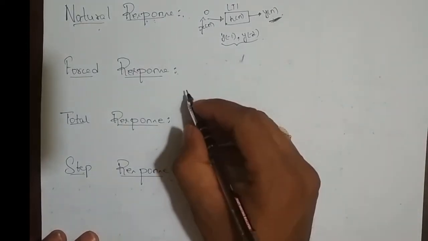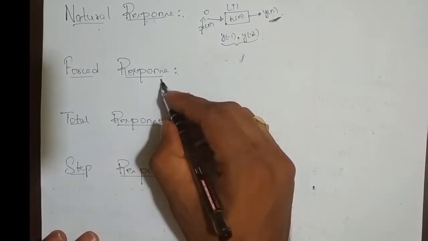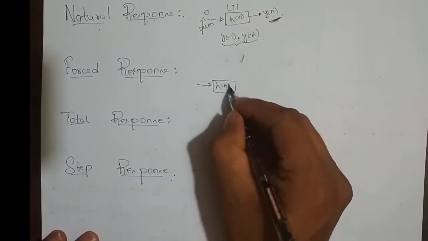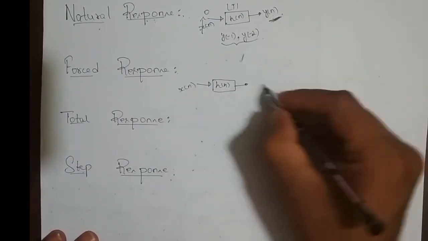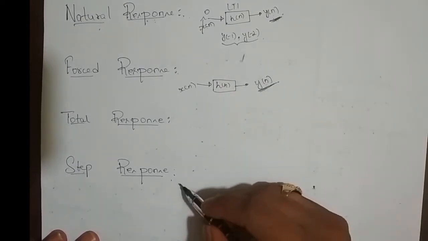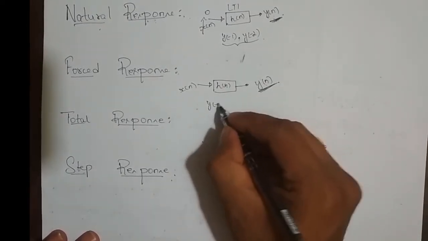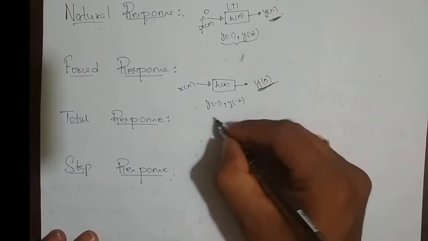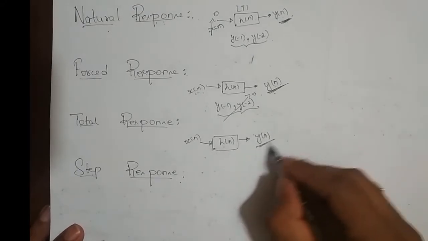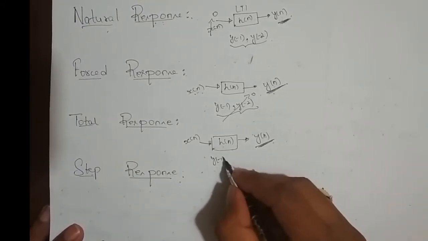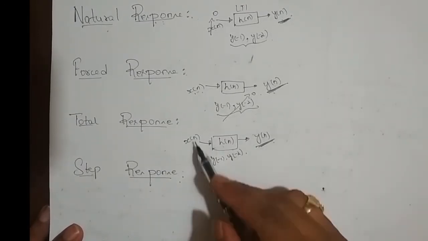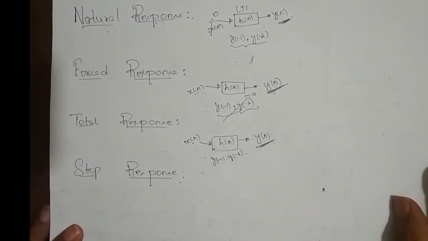In the forced response it is the opposite. Say we have an LTI system with impulse response h of n, input x of n, and output y of n. Forced response is the response of the system where the initial conditions are made 0. Total response is the response of the system when the input as well as initial conditions both are considered. Nothing is made 0 here.